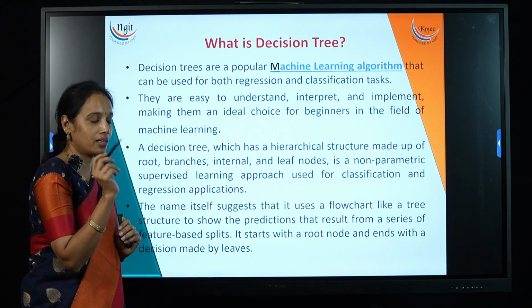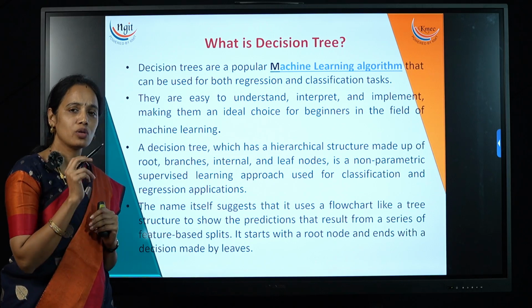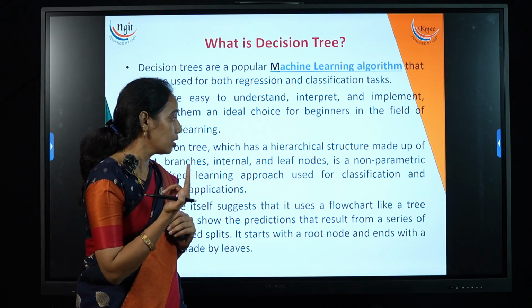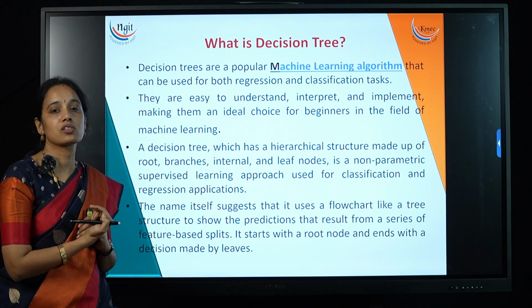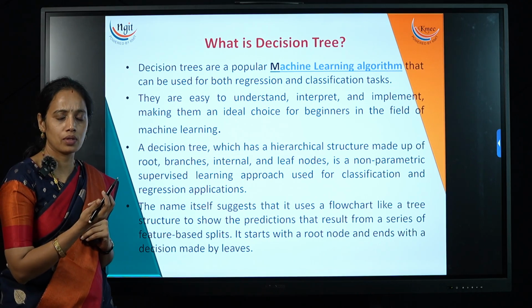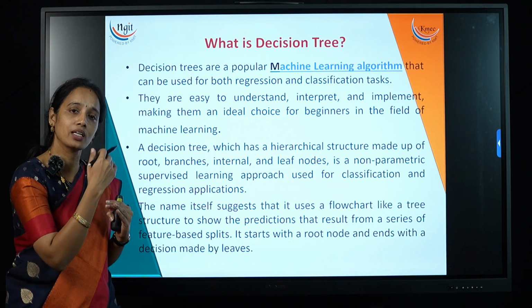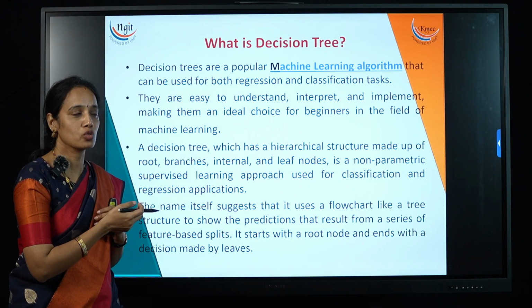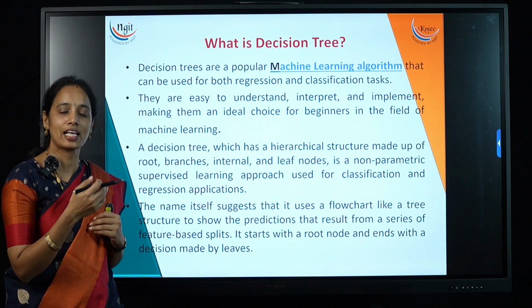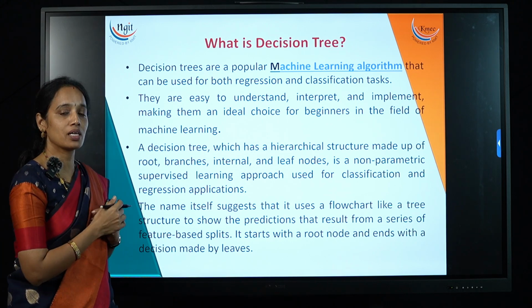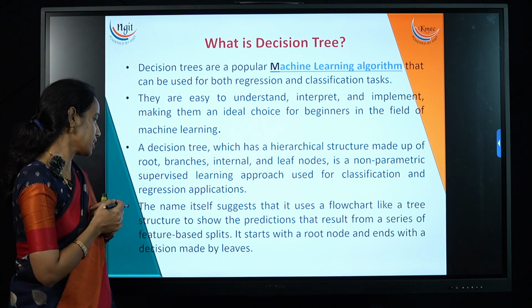So here the main thing is non-parametric supervised. We have two types of classification: one is parametric, one is non-parametric. In non-parametric methods, we don't require any assumptions, and they don't depend upon the dependent variables. So the decision tree, KNN, SVM, all these algorithms come under the non-parametric classification algorithms.